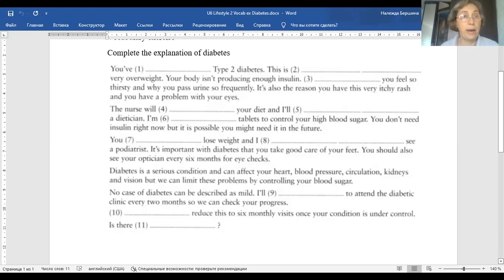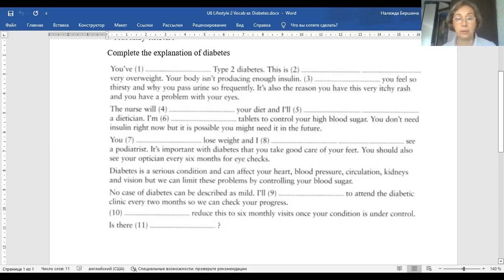If you ask why, the answer will start with the word... Obesity to because. Yes, obesity because you are very overweight. Yes. Your body isn't producing enough insulin. So number 2: this is because you are overweight. Okay, number 3. So let us listen to Esginur's answer.